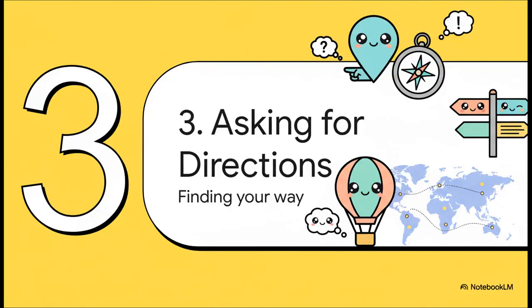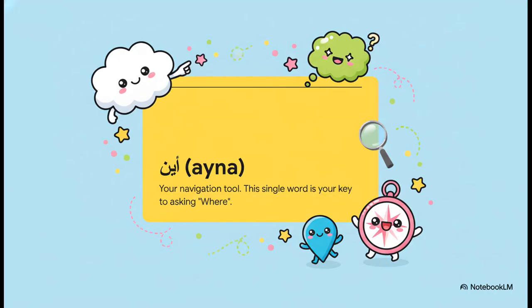So now we can identify stuff and people. The next logical step is finding out where they are. This part is all about getting your bearings and finding your way. And for that, you need a navigation tool. And here it is. The word is aina. Super simple. It just means where. This one word is your golden ticket to asking about the location of, well, anything.